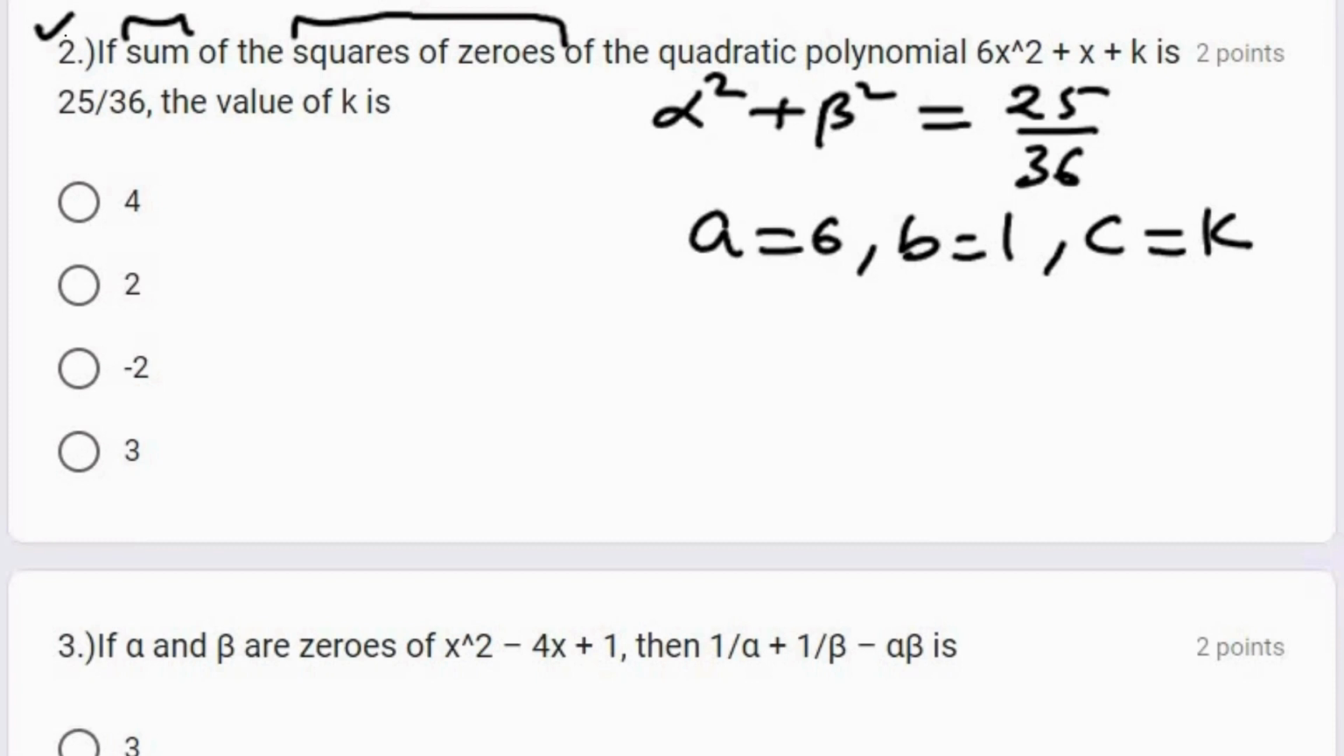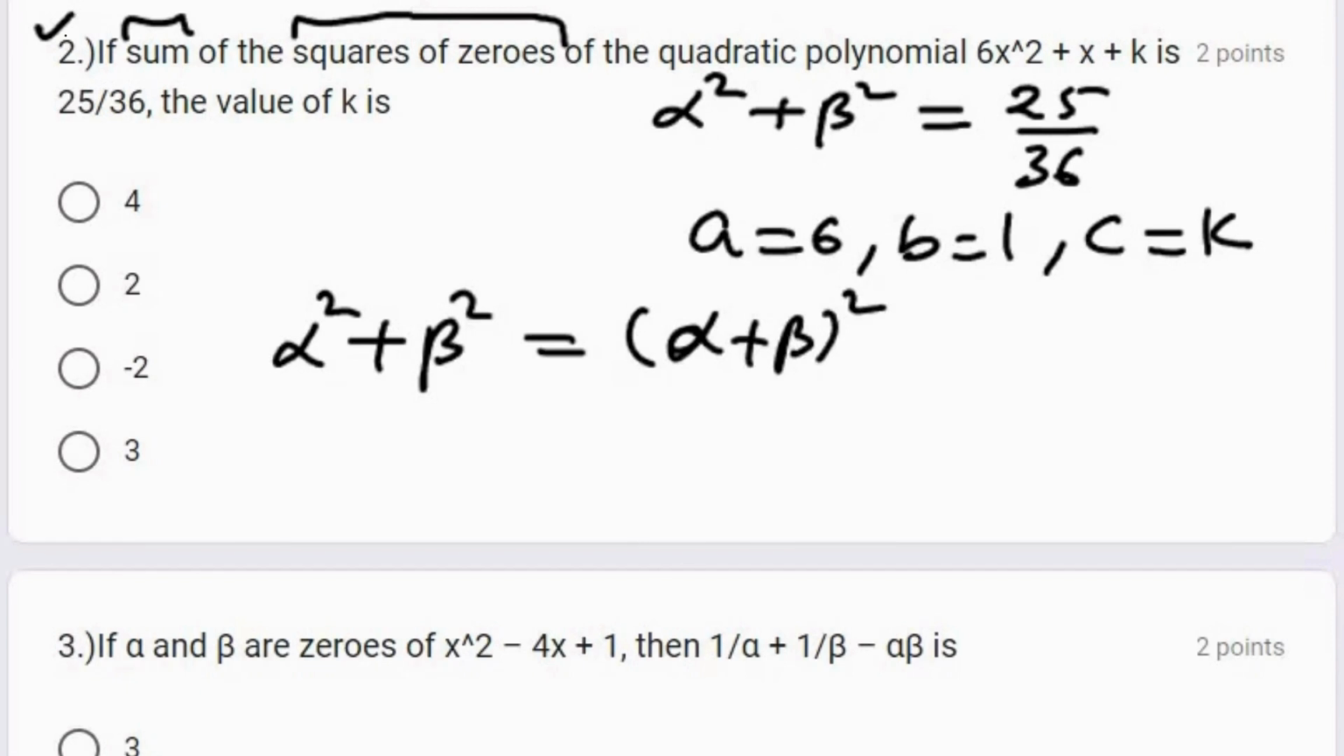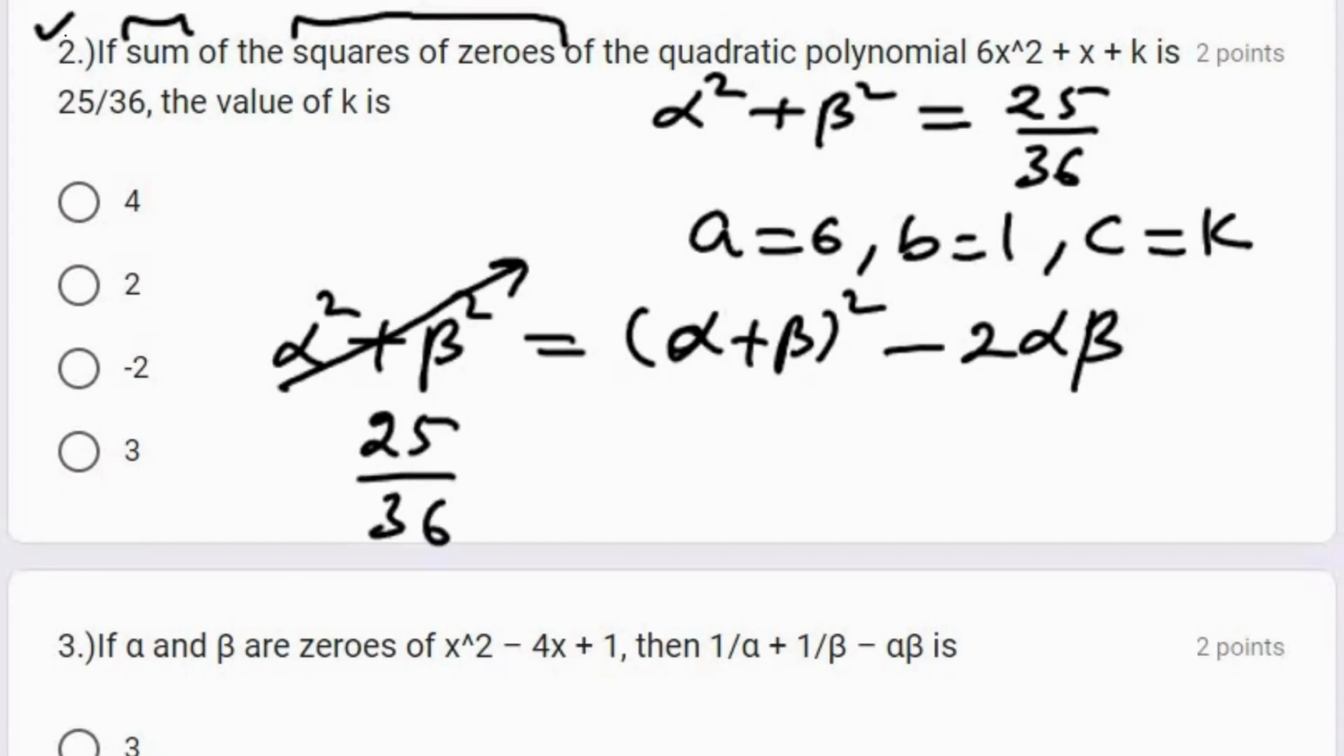So how to find the value of k? Let us go for the algebraic identity a plus b whole square. From there we can get an expression: alpha square plus beta square, means a square plus b square, is a plus b, means alpha plus beta, square minus twice of alpha beta. Okay, alpha square plus beta square is 25 upon 36. Alpha plus beta, sum of zeros.